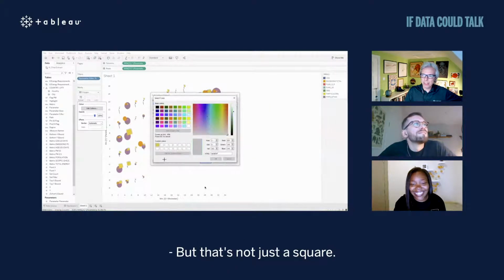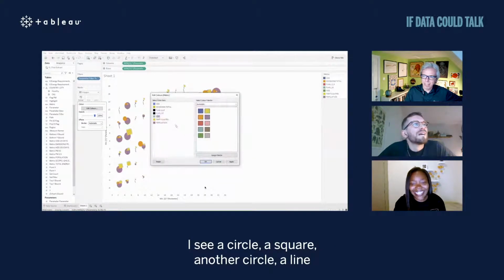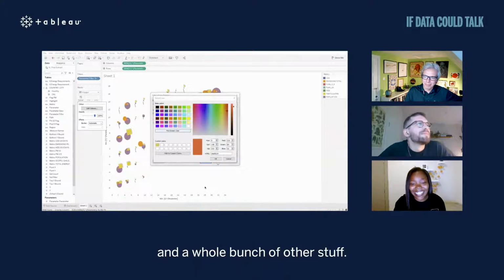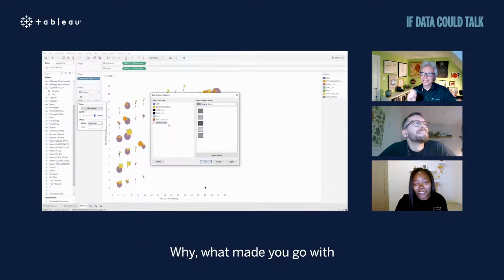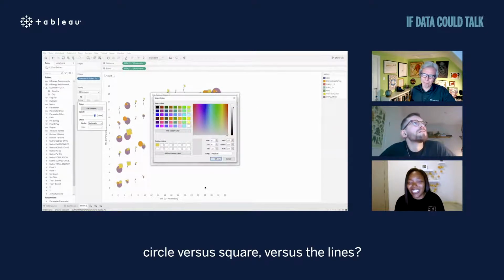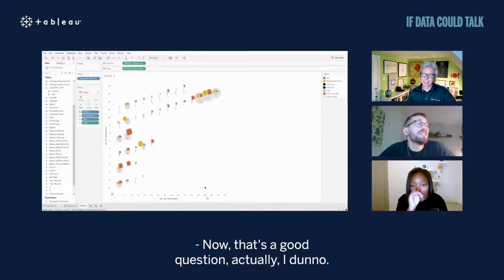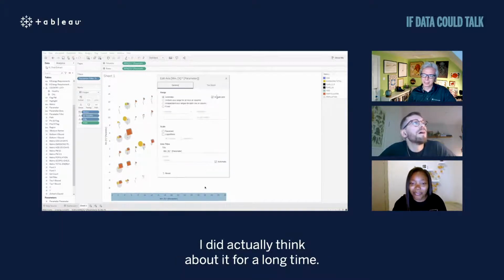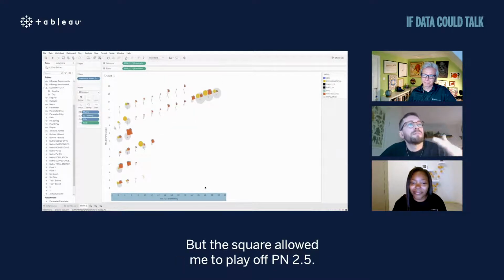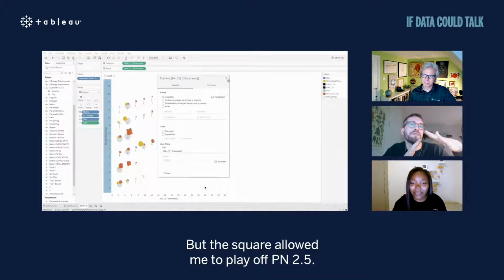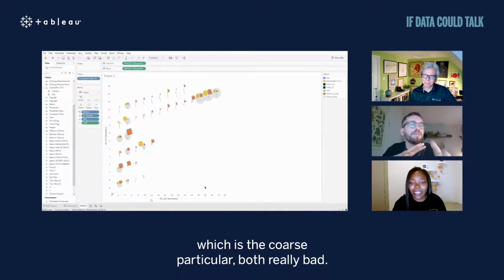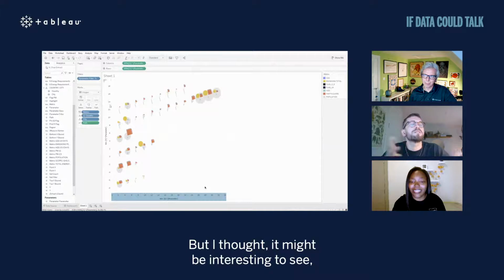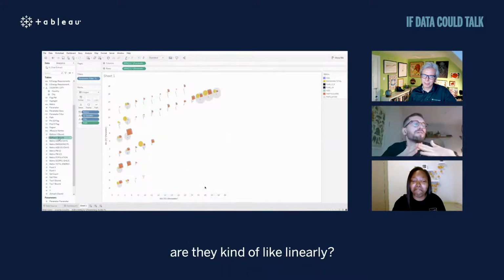But that's not just a square. I see a circle, a square, another circle, a line, and a whole bunch of other stuff. Why did you choose those shapes? What made you go with circle versus square versus the lines? That's a good question, actually. Do you know what? I did actually think about it for a long time. The square allowed me to play off the PM 2.5, which, for those who don't know, is the really super fine particulate, with the PM 10, which is the coarse particulate. Both really bad, but I thought it might be interesting to see, are they kind of linearly related?